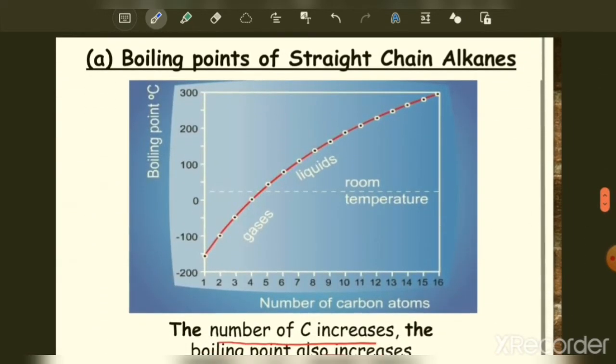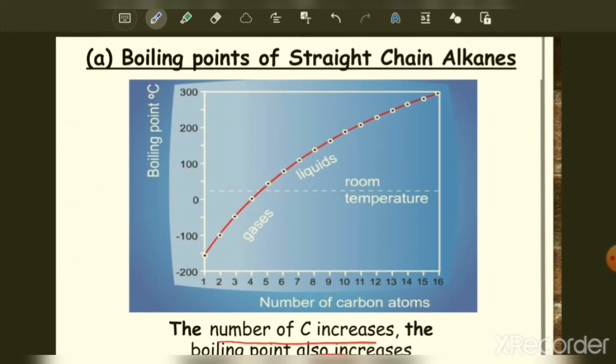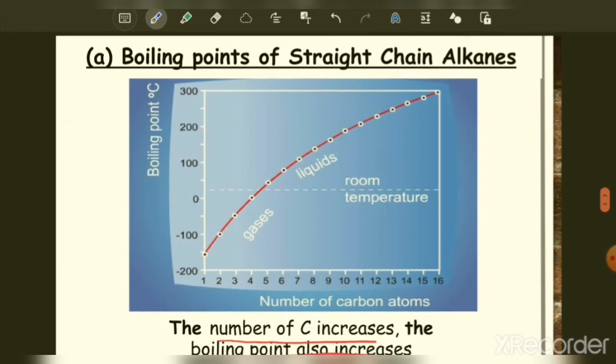We can see that from this graph. The graph shows the number of carbon atoms and also boiling point. As we can see here, when the number of carbon atoms is less than 4, alkane exists as gas at room temperature. Meanwhile, if the alkane has 5 carbon atoms or more, the alkane exists as liquid at room temperature.